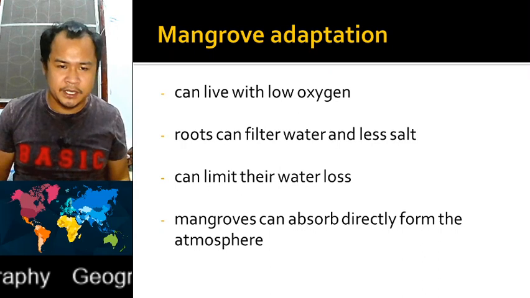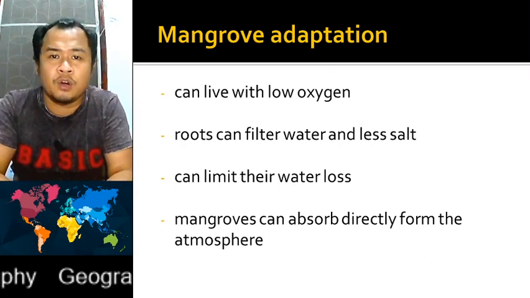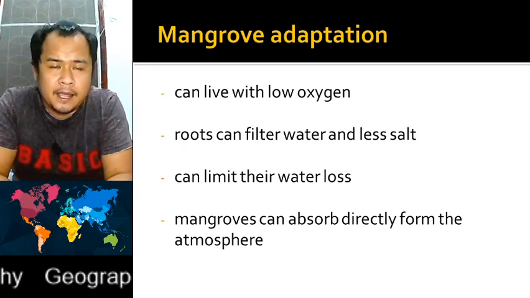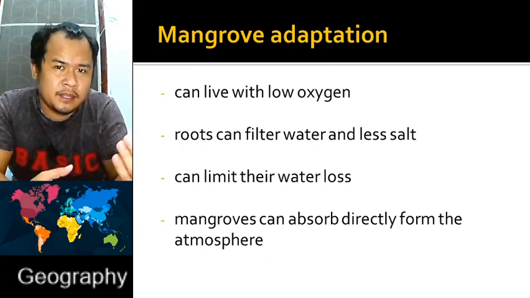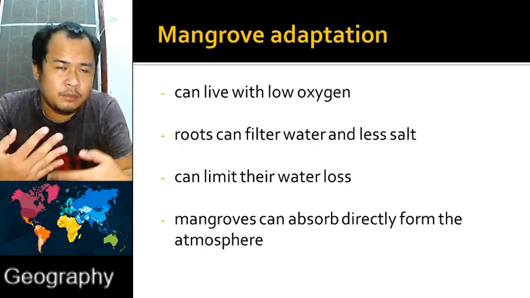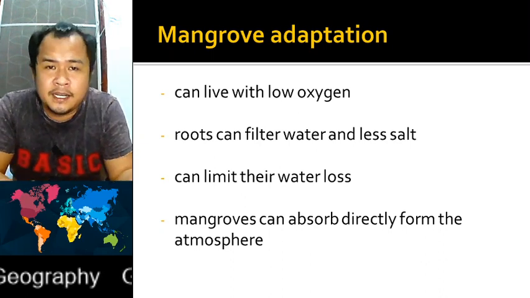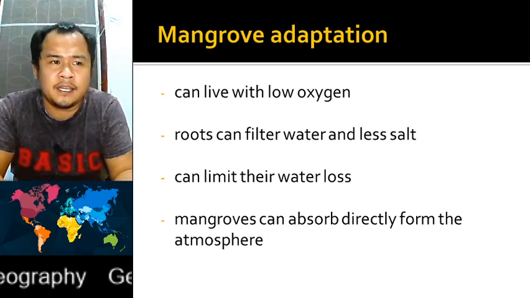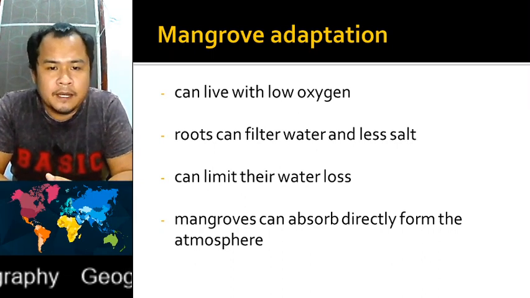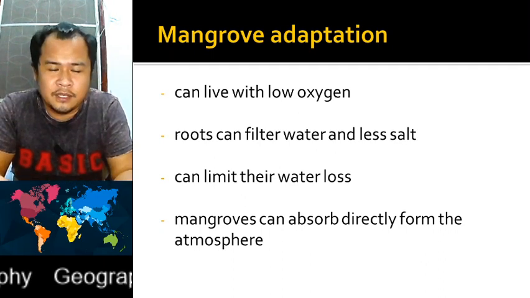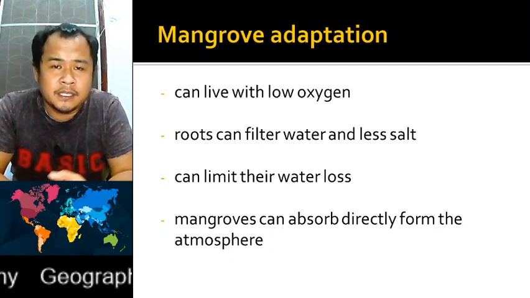So what are their adaptations? Number one, they can live with low oxygen. High oxygen places are places with a lot of waves going on, but here they are adapted to getting not enough oxygen, and they can still grow. Remember that plants also need oxygen to live, okay? Not just carbon dioxide.